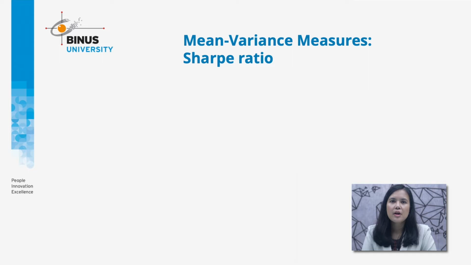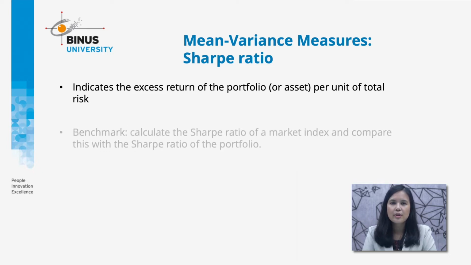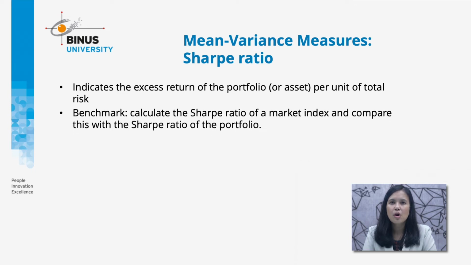Let's begin with mean variance measures, the Sharpe ratio. Sharpe ratio indicates the excess return of the portfolio or assets per unit of total risk. The Sharpe ratio can be used to evaluate the total performance of an aggregate investment portfolio or the performance of an individual stock. The Sharpe ratio indicates how well an equity investment performs in comparison to the rate of return on risk-free investments, such as U.S. government treasury bonds or bills. The Sharpe ratio is one of the most widely used methods for measuring risk-adjusted relative returns.